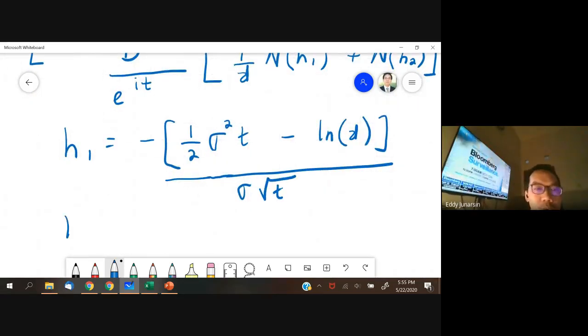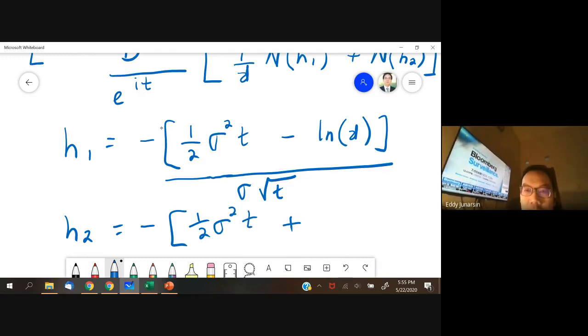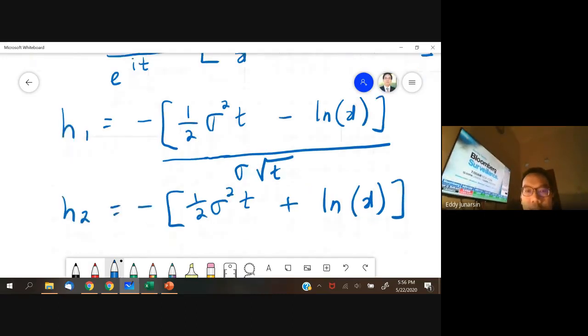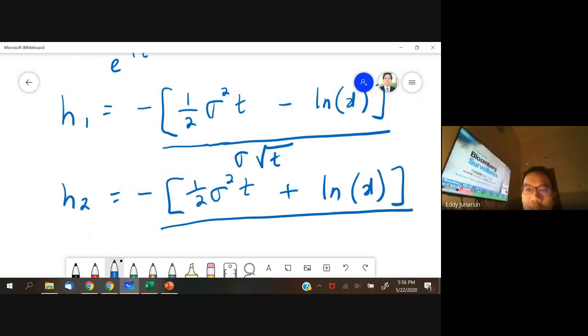And then H2, which is similar: half the variance times T, but now this is plus, right? Plus the natural logarithm of the debt ratio, divided by the standard deviation multiplied by the square root of time.